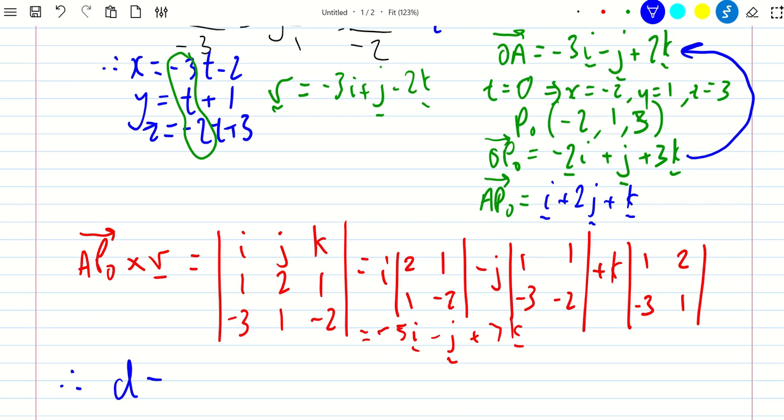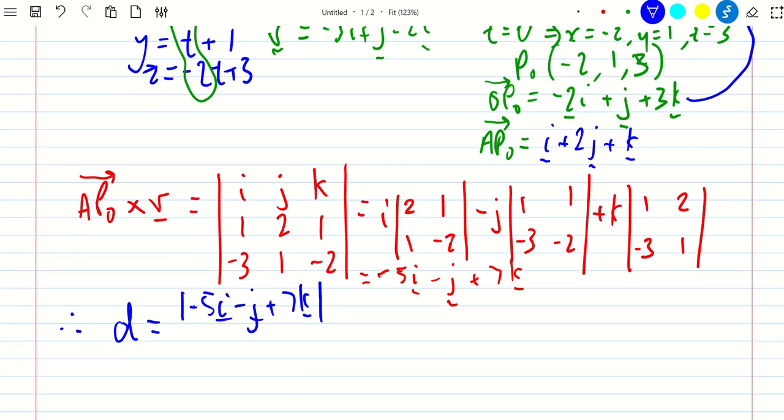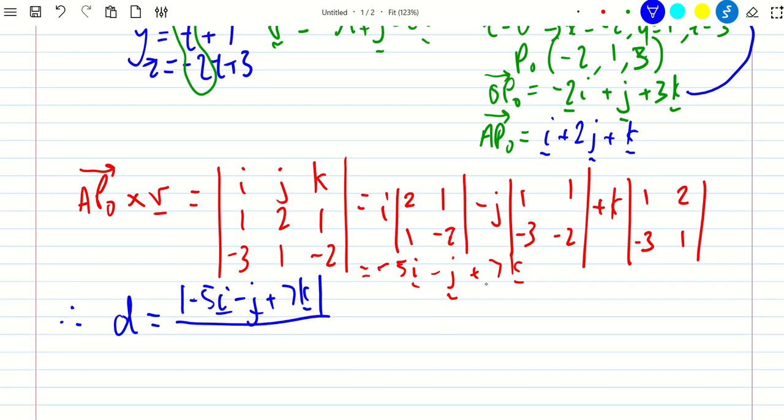So I'm going to go: distance is equal to magnitude of my cross product, -5i minus j plus 7k, on the top line, and divide by the magnitude of v. I'll just put that there because I'm going to be doing this one anyway. So what have we got on the top line? We have 25 plus 1 plus 49. Let me just write that down. There's too many big numbers for my small brain. So 25 plus 1 plus 49.